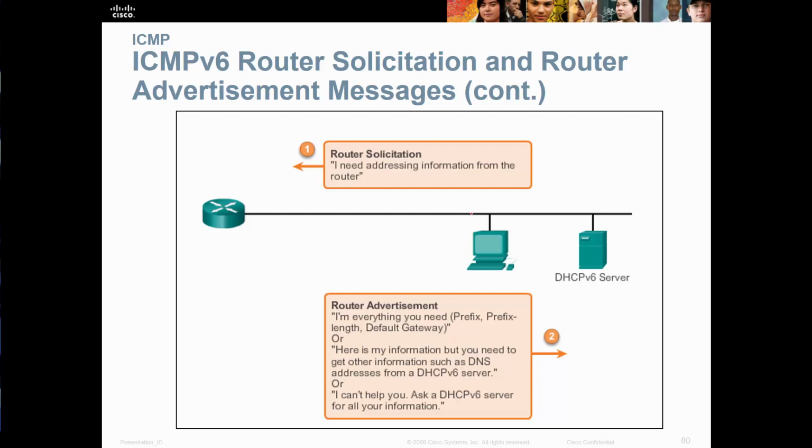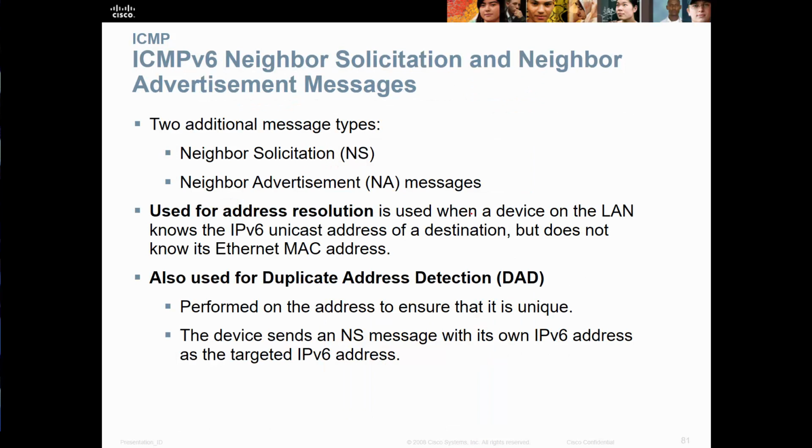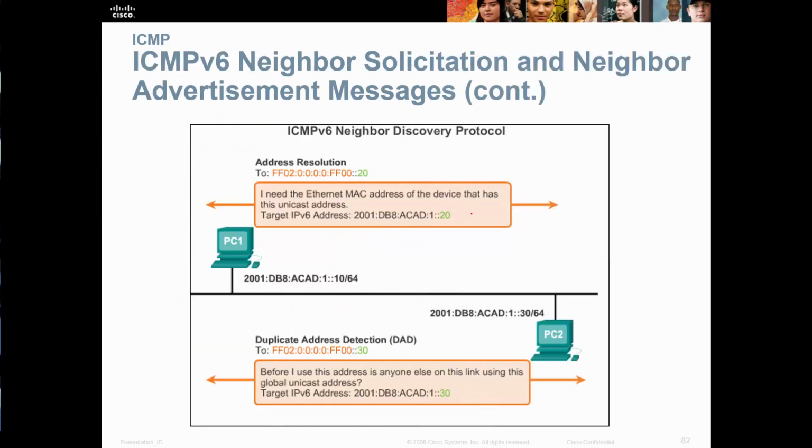We have our neighbor solicitation and our neighbor advertisements, and these are going to be used for address resolution, normally on a LAN. It's also used for duplicate address detection, known as DAD. ICMP uses Neighbor Discovery Protocol, that way we can figure out the appropriate address information. And if we're using DAD, we're looking at verifying there are no duplicate addresses.